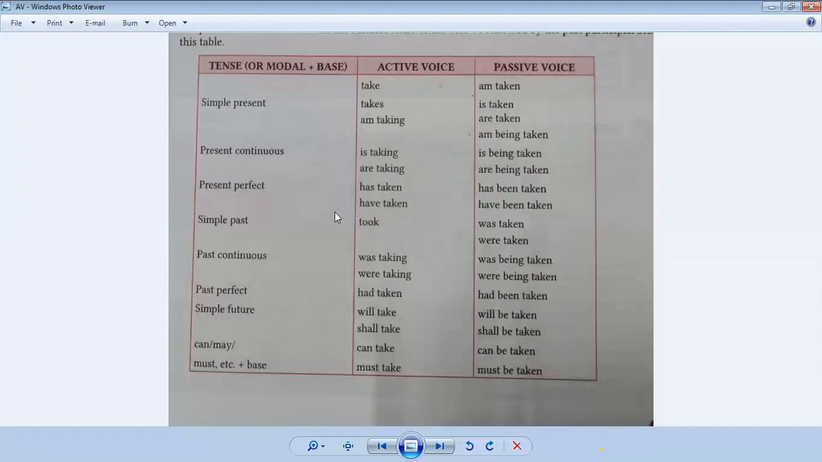Simple past tense. Obviously, you will have V2, that is the second past form of the verb, took. In passive voice, the helping verbs are was or were plus the past participle of the main verb. They took him. He was taken by them.